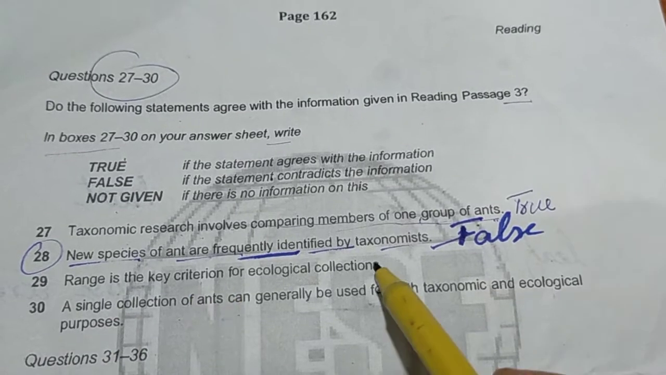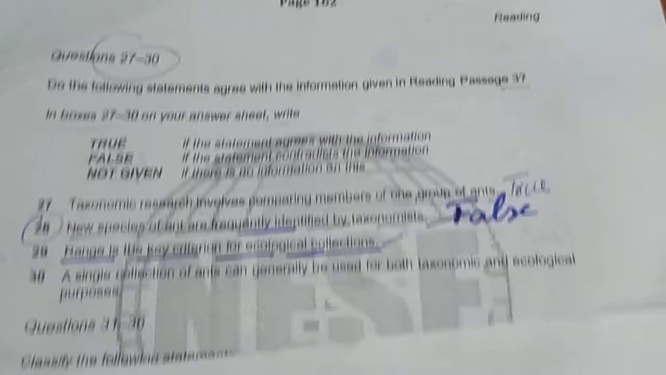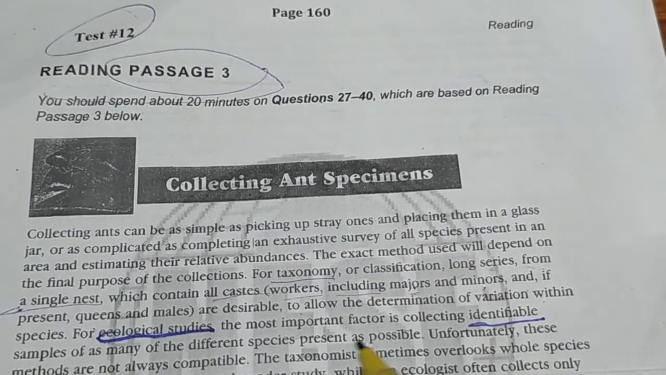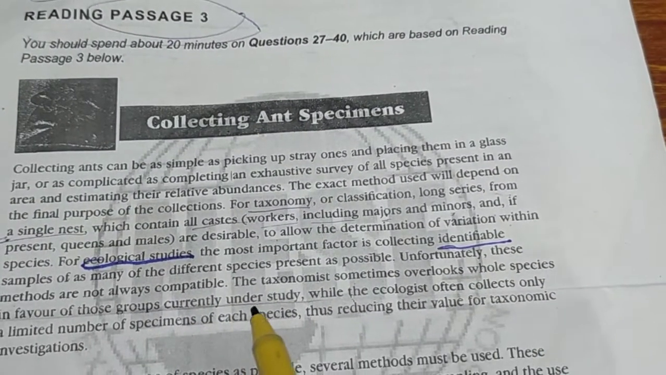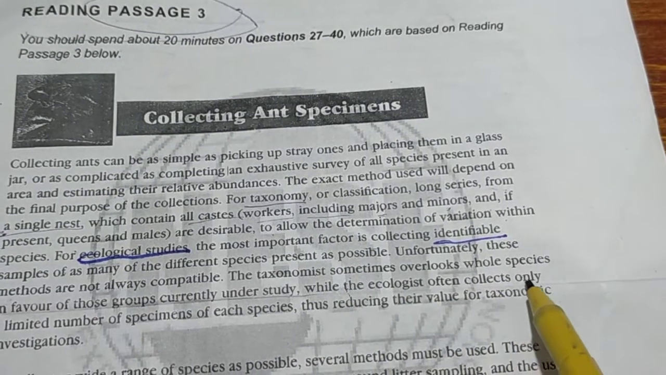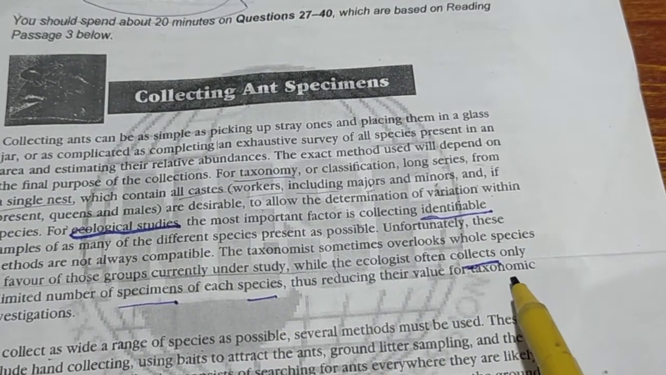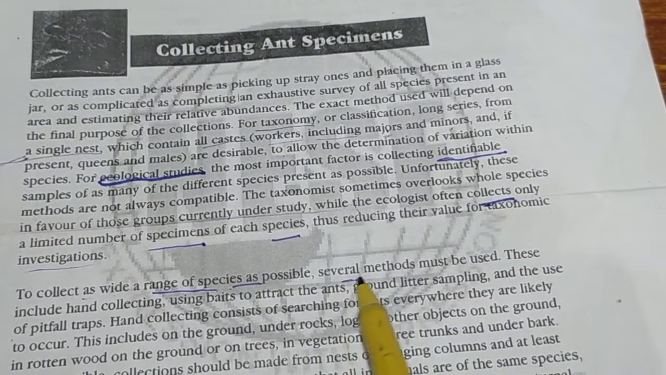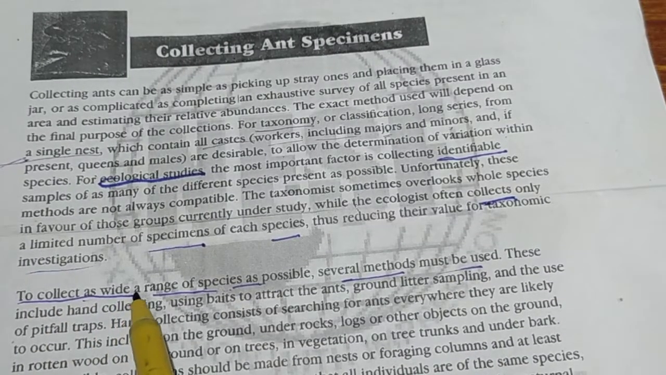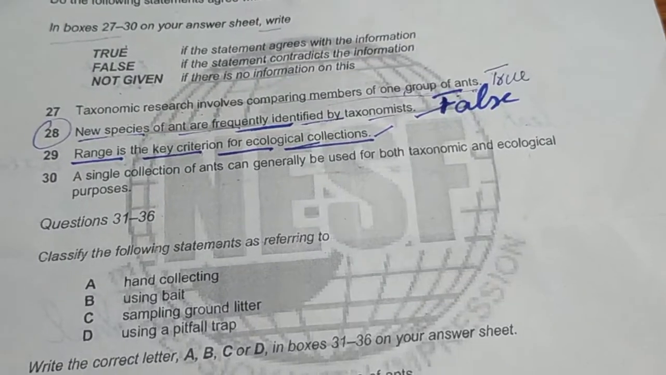Range is the key criterion for ecological collections. So we will also read from where we skipped. The taxonomist sometimes overlooks the whole species in favor of those groups currently under study, while the ecologist often collects only a limited number of specimens of each species, reducing their value for taxonomic investigations. To collect as wide a range of species as possible, several methods must be used. So it also agrees with the information in the question.